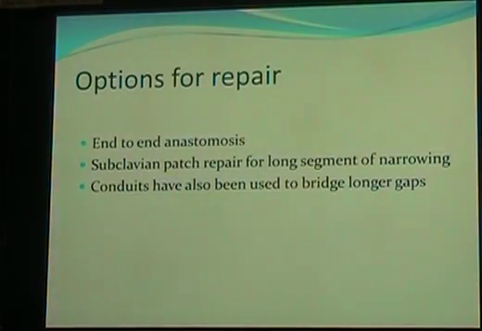The options for repair, just in case you're picking a baby up and you wonder what they're talking about: sometimes they do a resection of the coarct with an end-to-end anastomosis. Other times, for a long coarctation, they'll use what's called a subclavian patch for long segments. And when there are very long gaps, the possibility of using artificial tissue or cadaveric tissue to make a conduit may be entertained.